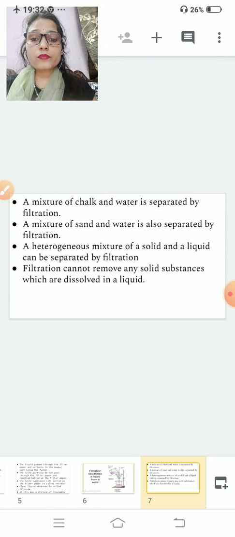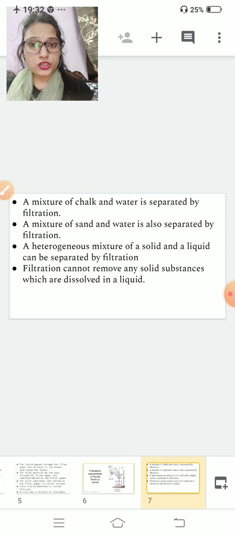Clear? What are the examples? A mixture of chalk and water is separated by filtration. A mixture of sand and water is also separated by filtration. A heterogeneous mixture of a solid and a liquid can be separated by filtration. Filtration cannot remove any solid substance which is dissolved in a liquid.